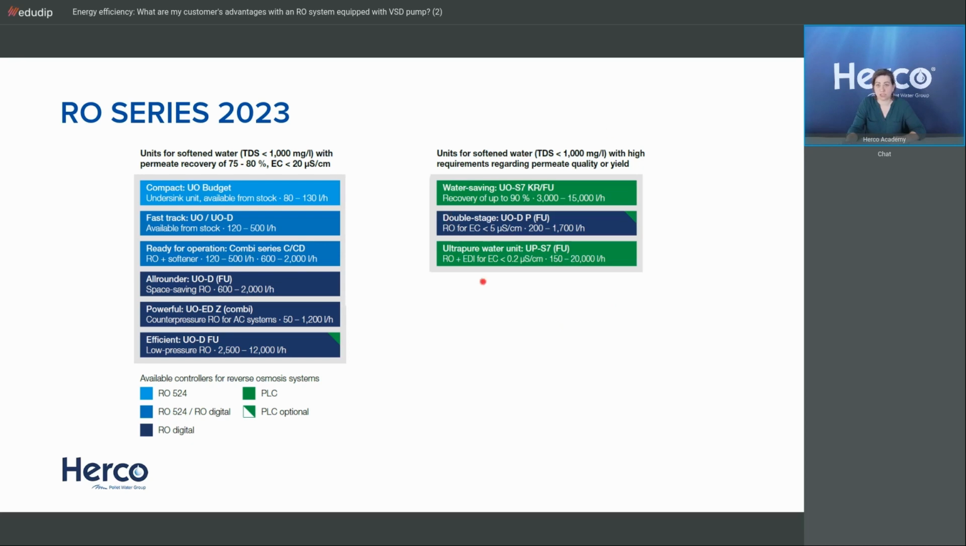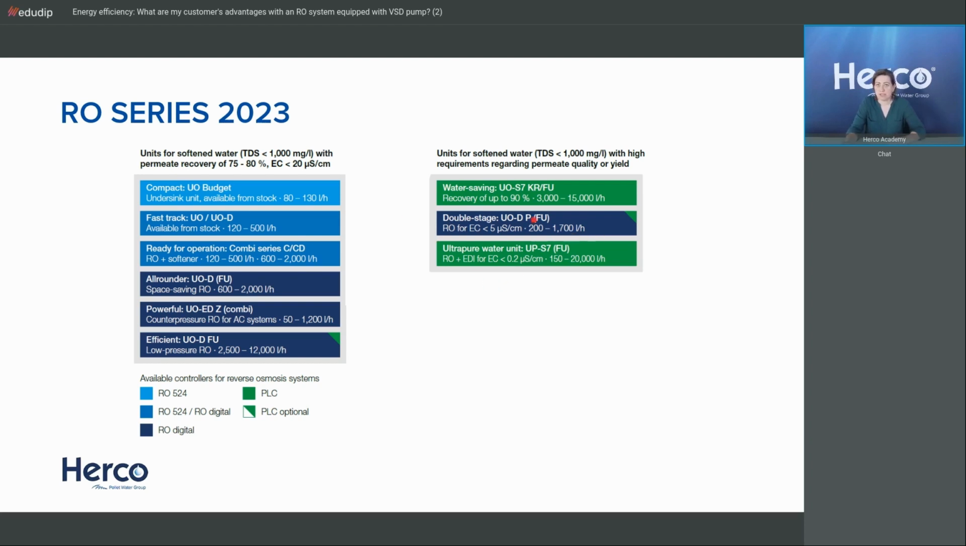We have here our special units, let's say, for softened water. These are the KR units. The KR unit has a higher water recovery. This is also definitely something that's very useful. We did a webinar on this as well, because the water cost makes up an even higher part of the total operation cost, or the total ownership cost, than electricity. But you'll see that in the later examples.